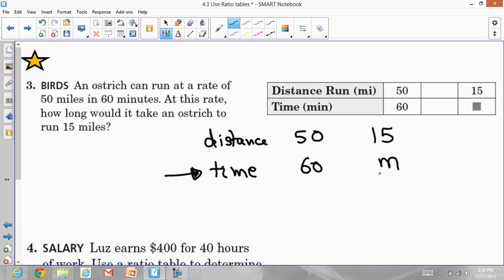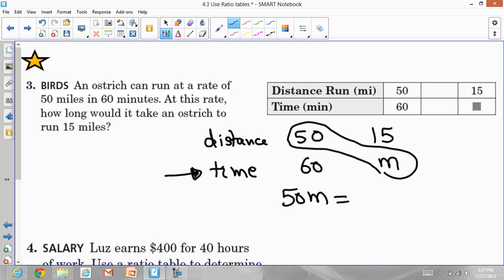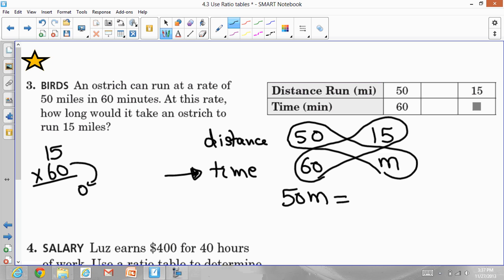So I'm going to do the usual one where I'm going to cross over and multiply. So 50 times m to give you 50m. I'm going to cross over and multiply. Now, when I look at this side, 60 multiplies 15. So I have to do 15 times 60. So what I'm going to do is I'm just going to take this 0 and attach it to my answer. 6 times 5 is 30. 6 times 1 is 6, 7, 8, 9. So 900.